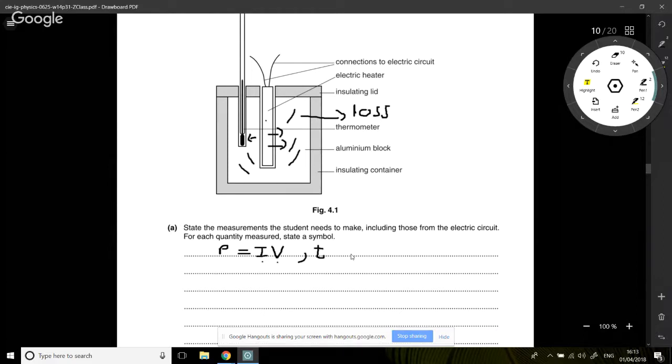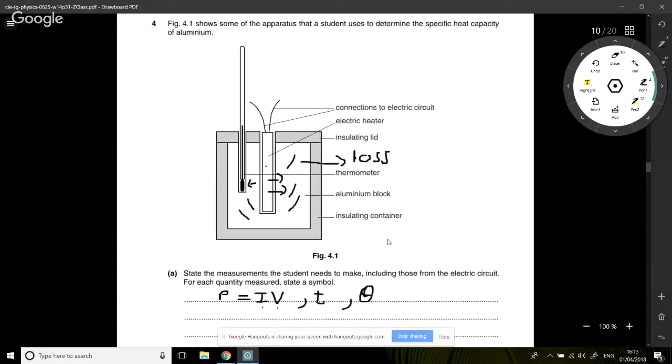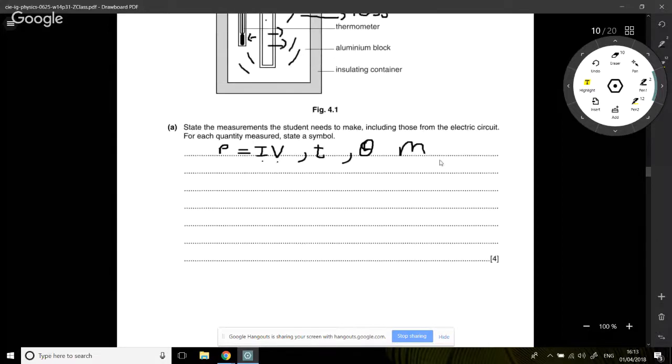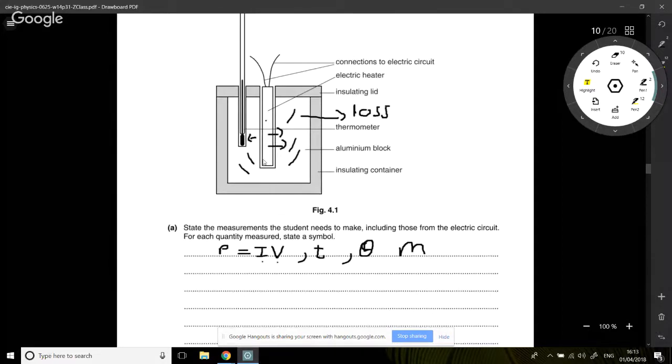And then we obviously have to measure the change in temperature. Let's just use the symbol for temperature. Sorry, it's a bit messy. And we need to know the mass of the block itself. All right, so we need all these quantities. We need to be able to measure all of these.